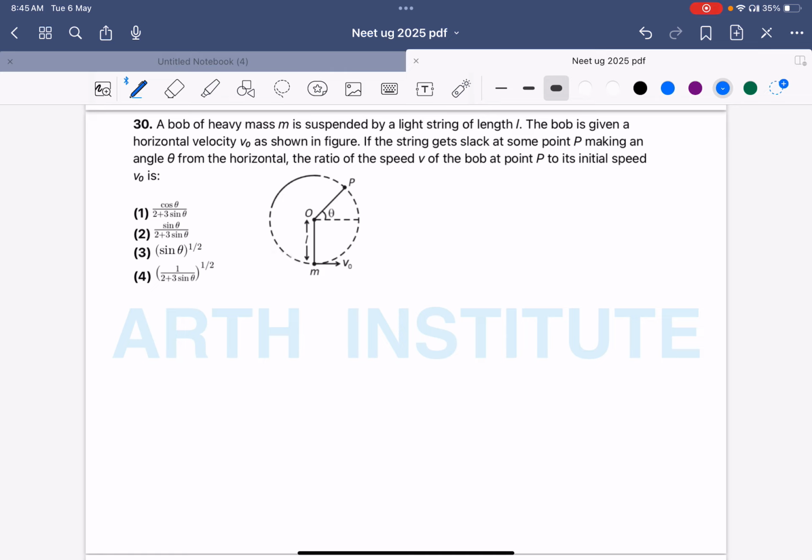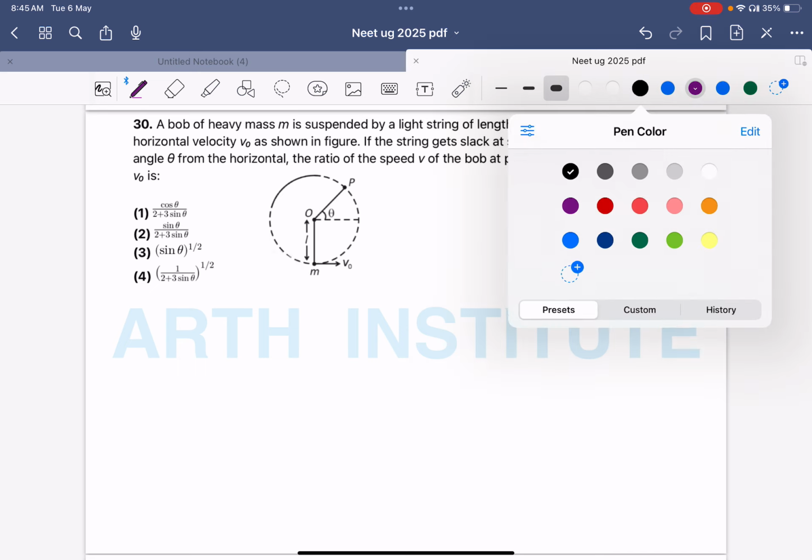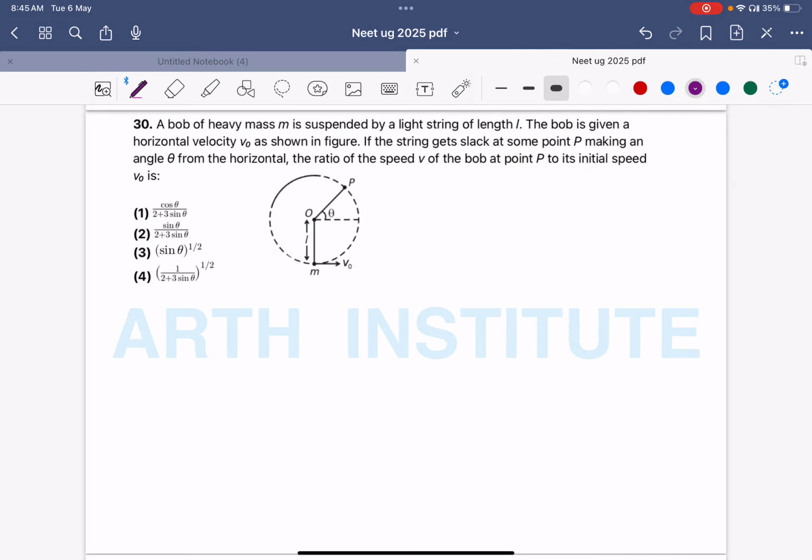Now, a bob of heavy mass m is suspended from a light string of length L. The bob is given a horizontal velocity v0 as shown. If the string gets slack at some point, making an angle theta from the horizontal, find the ratio of the speed v of the bob at the point P to its initial speed.